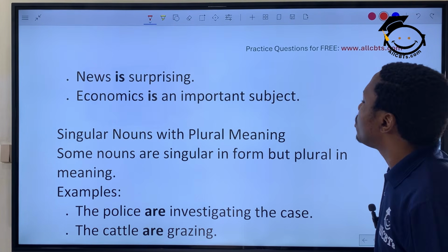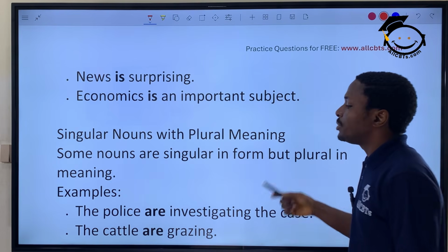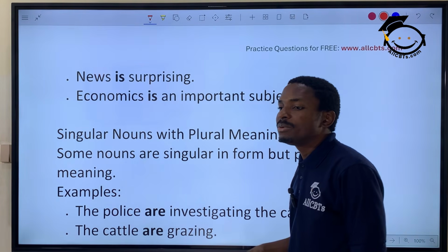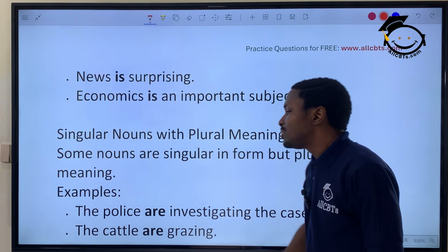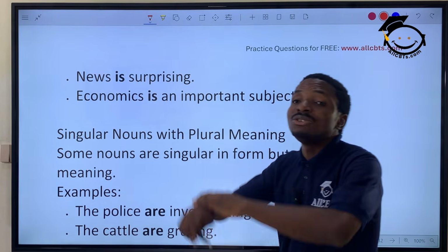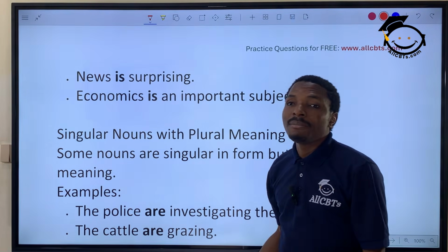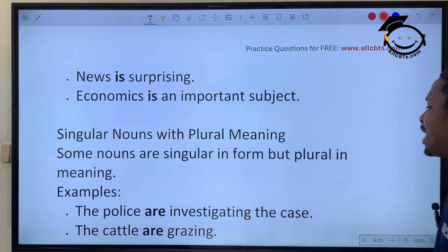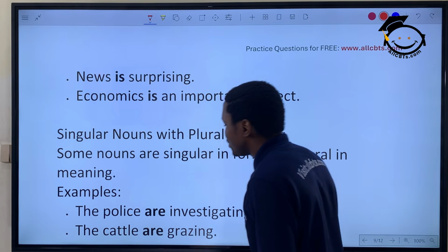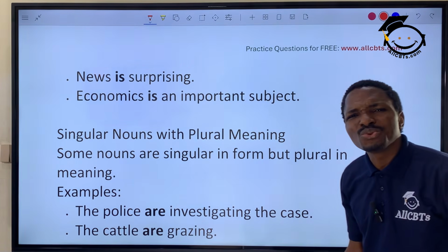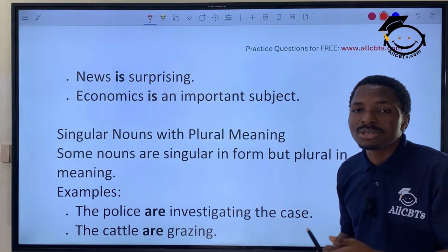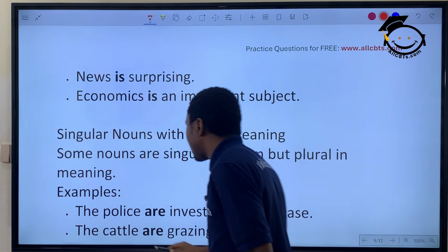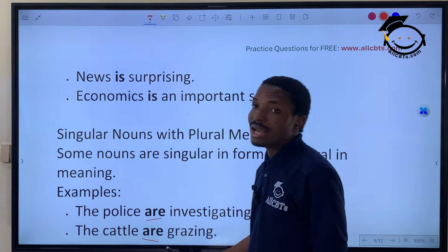Now, singular noun with plural meaning. Some nouns are singular in form but plural in meaning. They're like group words. So you have like the police. The police is a unit. It's a group of executives, law enforcing executives. So the police are investigating the case. The cattle are grazing. Those are the cattle because there are different cows. A lot of cows make up a cattle or the cattle. So the cattle are. So for these, you use are. These are rules.